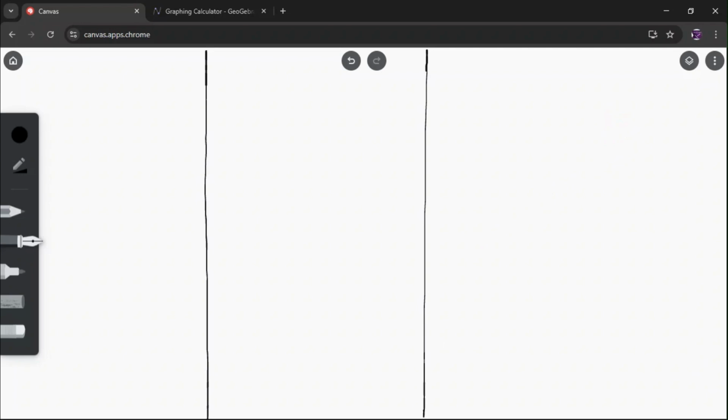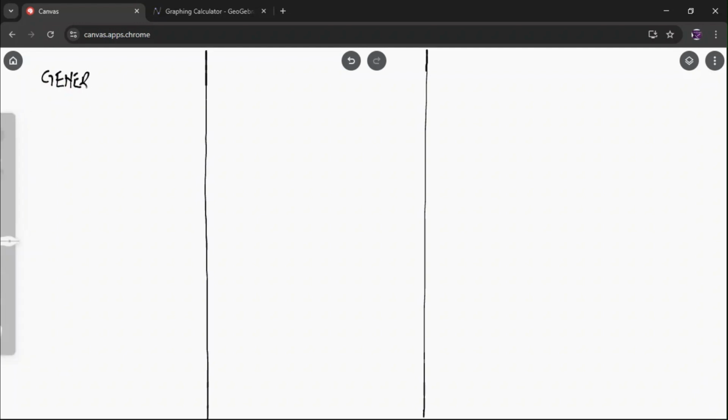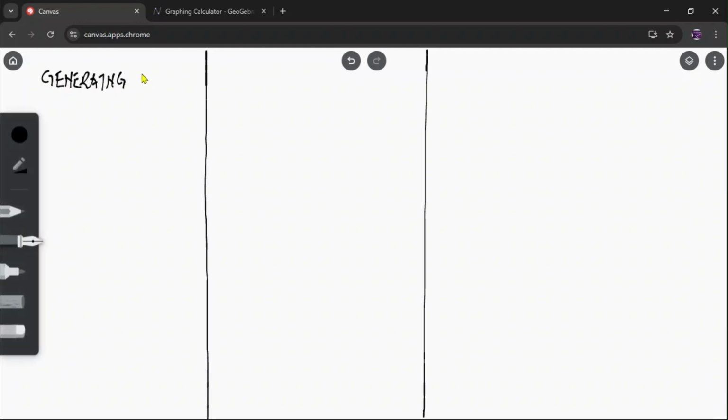Today we have a short discussion, and our area of discussion is generating tables, tables of linear equations, getting tables of linear equations. So we want to learn how to generate tables of linear equations.